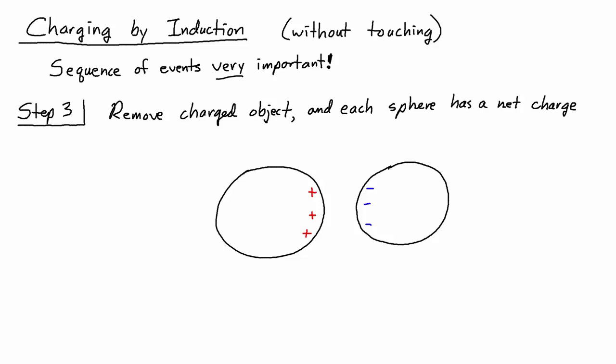Each sphere is now charged. These spheres were initially neutral and touching, and it was bringing in the charged object and then removing it while they were polarized that ended up giving them each a net individual charge.